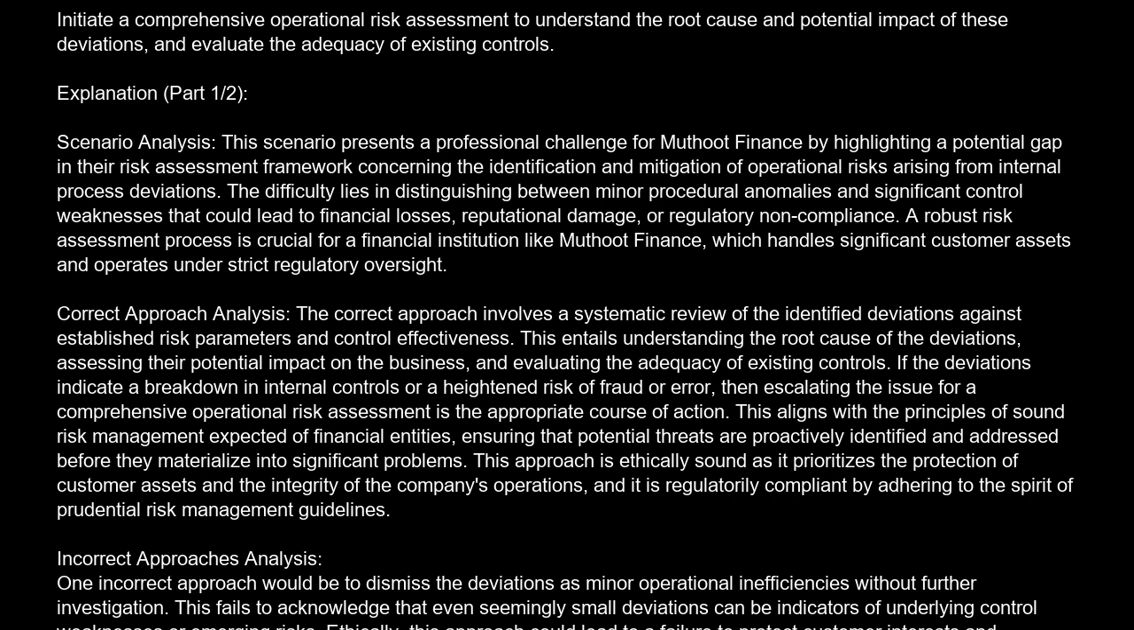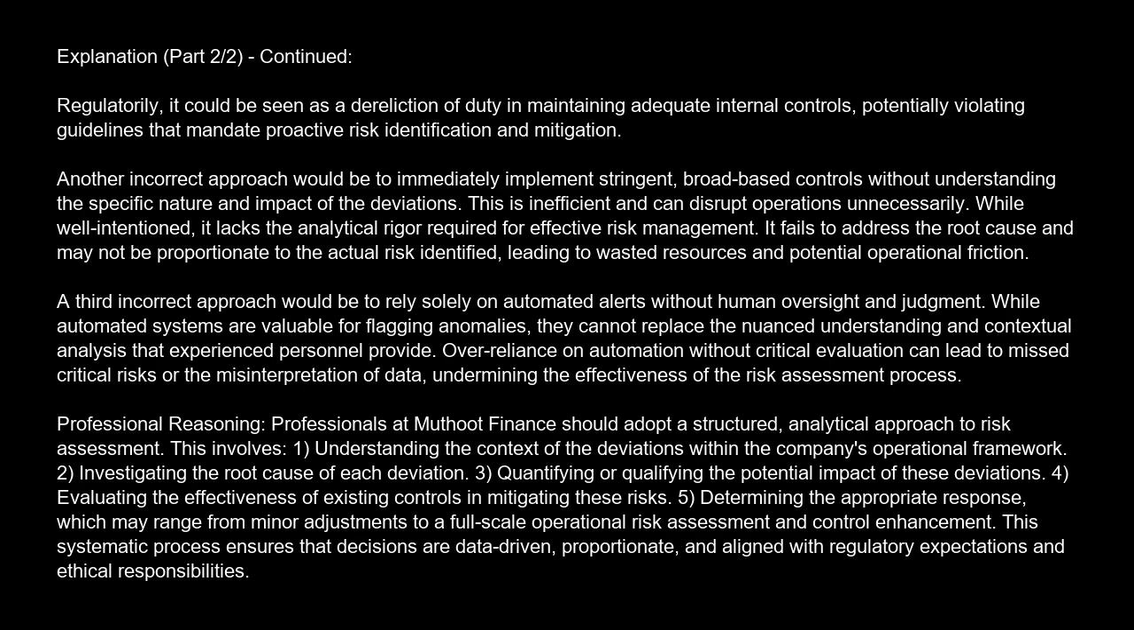Incorrect approaches analysis. One incorrect approach would be to dismiss the deviations as minor operational inefficiencies without further investigation. This fails to acknowledge that even seemingly small deviations can be indicators of underlying control weaknesses or emerging risks. Ethically, this approach could lead to a failure to protect customer interests and company assets. Regulatorily, it could be seen as a dereliction of duty in maintaining adequate internal controls, potentially violating guidelines that mandate proactive risk identification and mitigation.